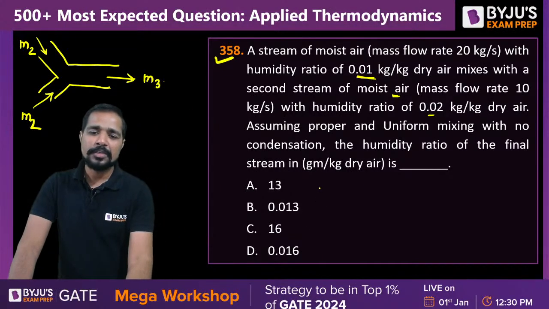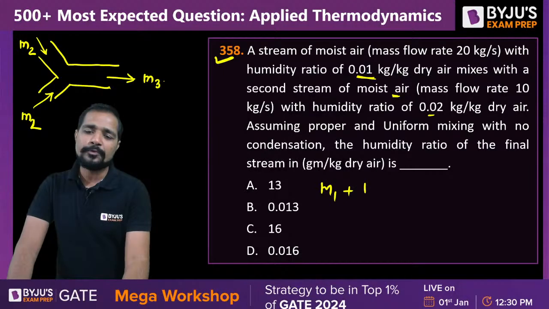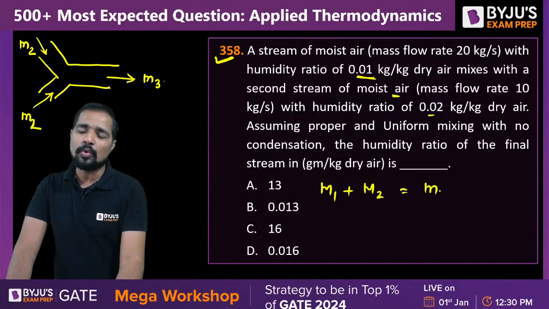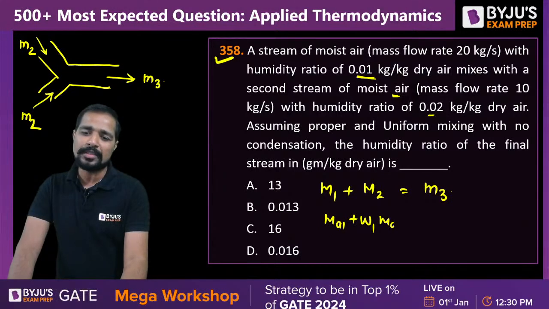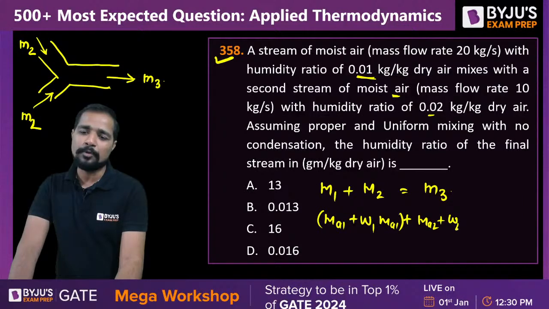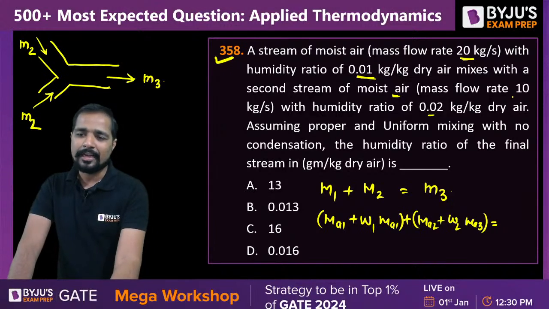Sir, can we write total mass M1 plus total mass M2 is equal to total mass M3? If I want to write, this total mass will be equal to dry air mass plus W1 into dry air mass. Similarly, can we write dry air mass plus W2 into dry air mass like this. Similarly, what will be this one? M3. How much will be the M3? 20 plus 10, my dear, it will be 30 plus W3 into 30, my dear.